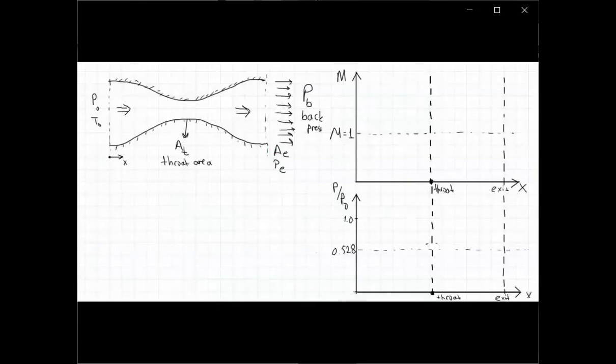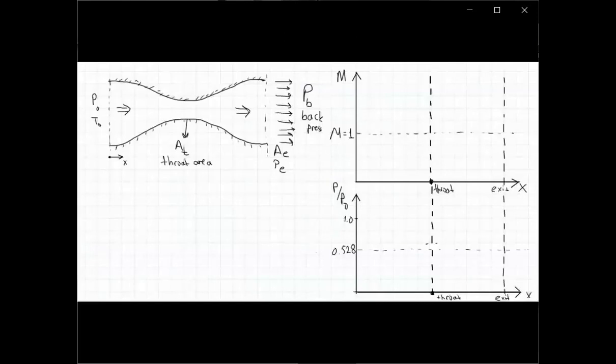We will start from that scenario, and we will do a hypothetical experiment. We start from that condition where the exit pressure is equal to the inlet pressure, and then we keep the inlet pressure the same but start reducing the exit pressure, or back pressure, slowly. It will slowly be smaller and smaller compared to the inlet static pressure. So let's say that we reduced it a little bit.